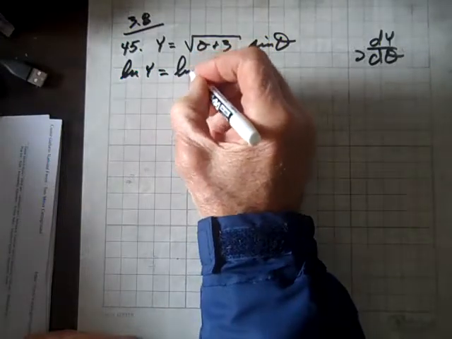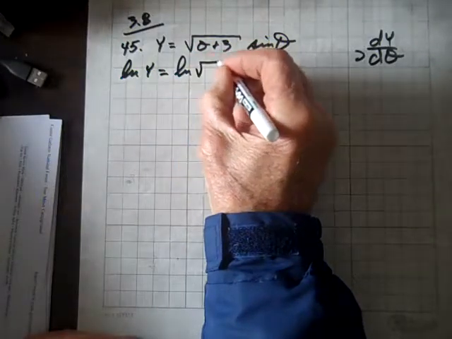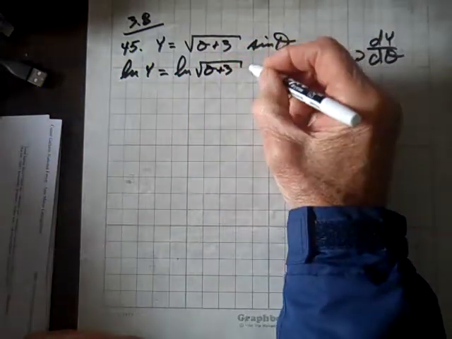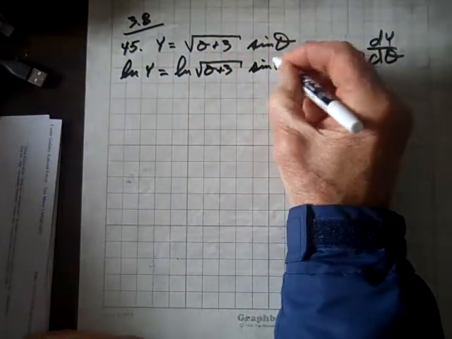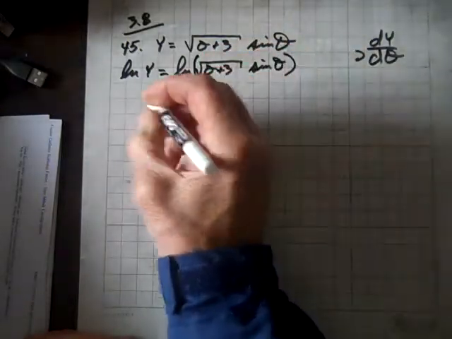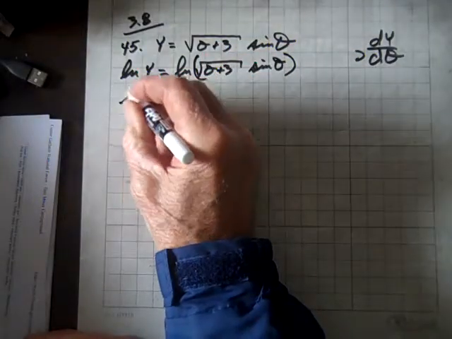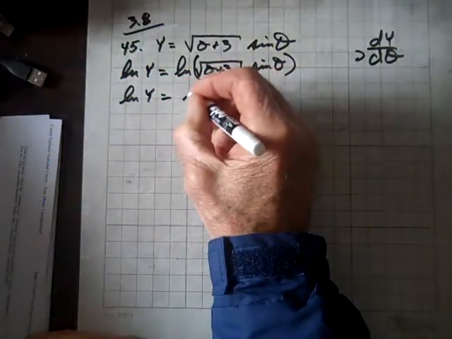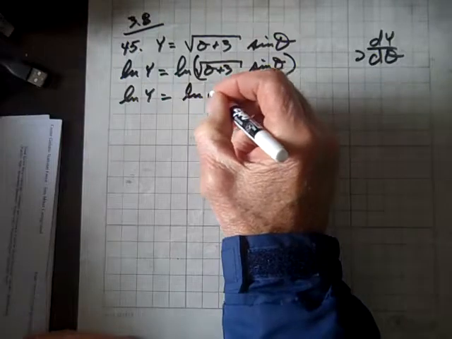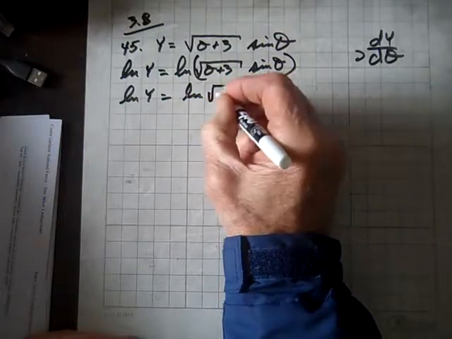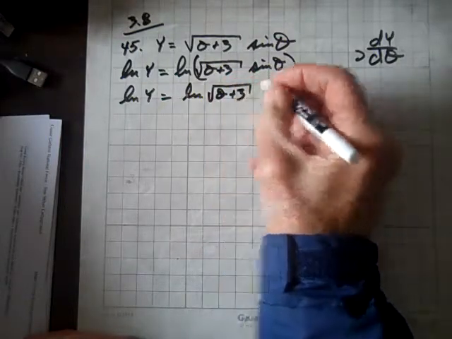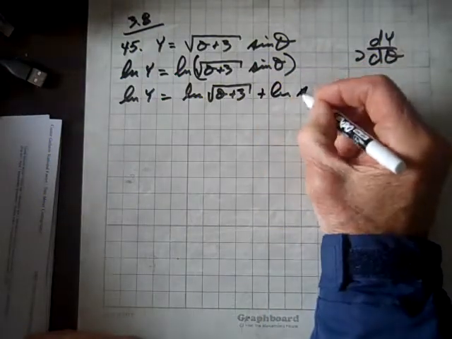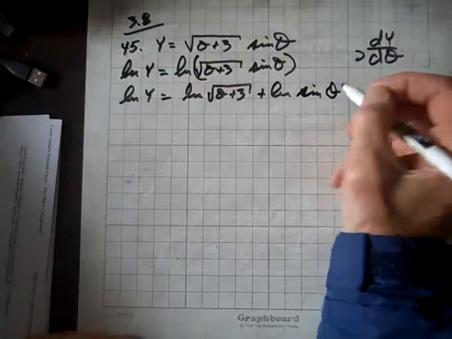And so we get ln of the square root of theta plus 3 sine theta. So ln of y equals, and by the law of logs, that's going to equal the ln of the square root of theta plus 3 plus ln of sine theta.